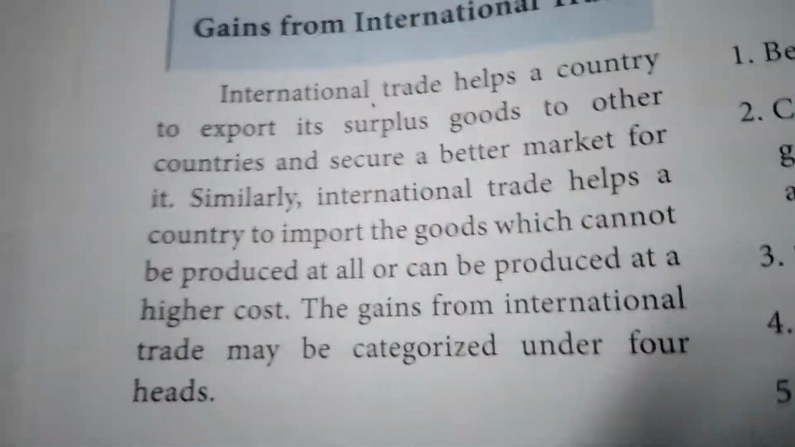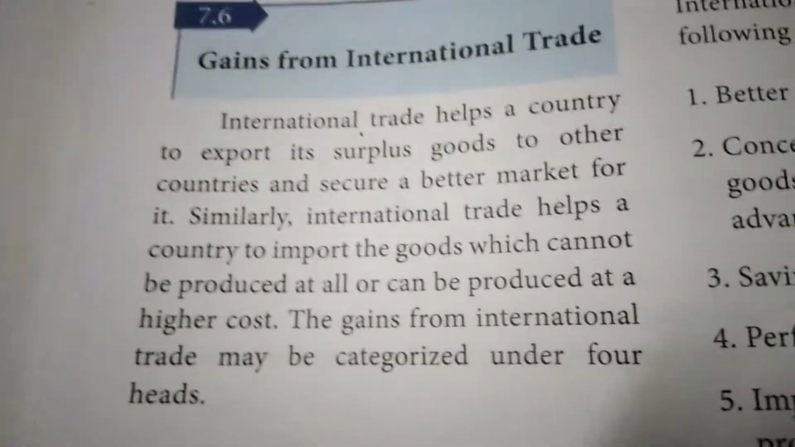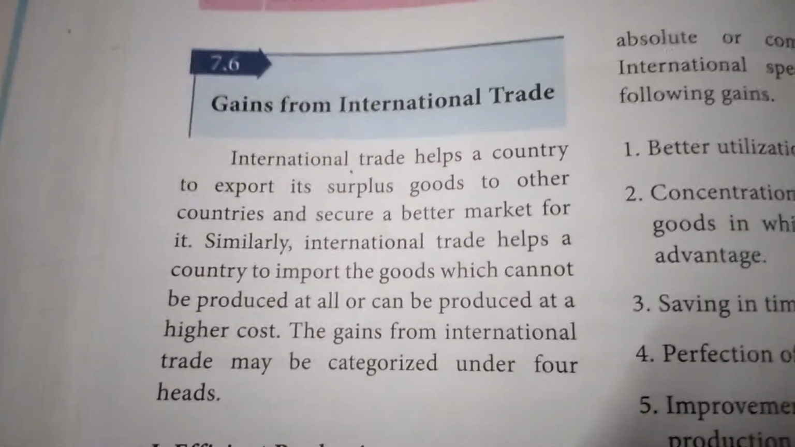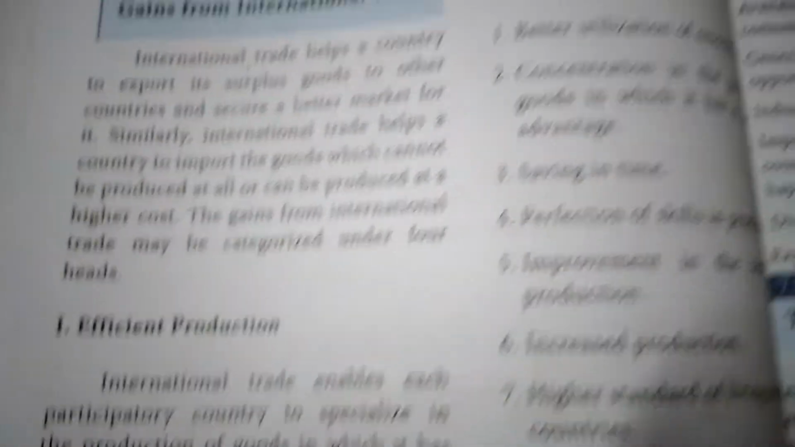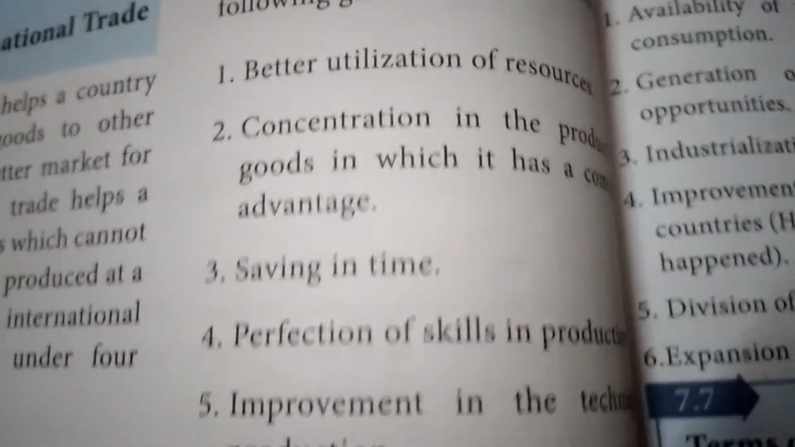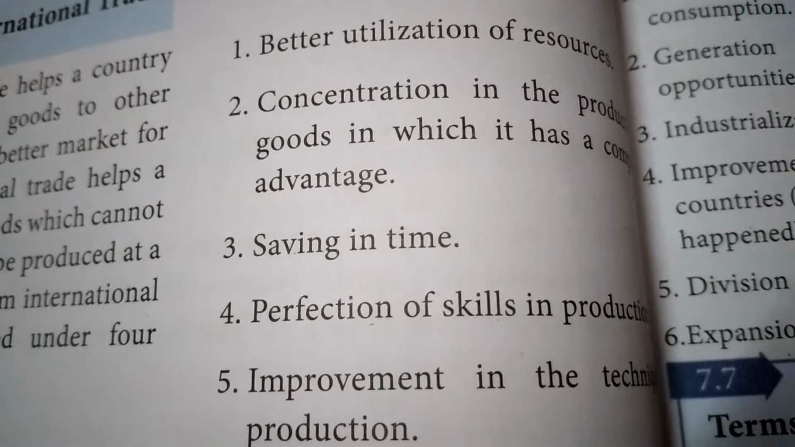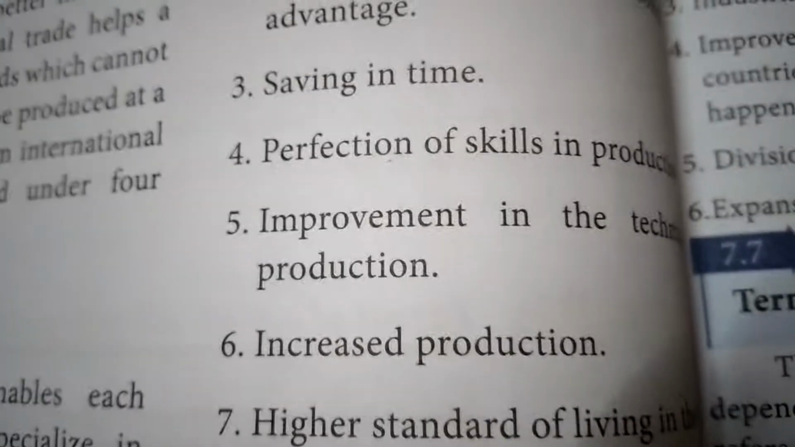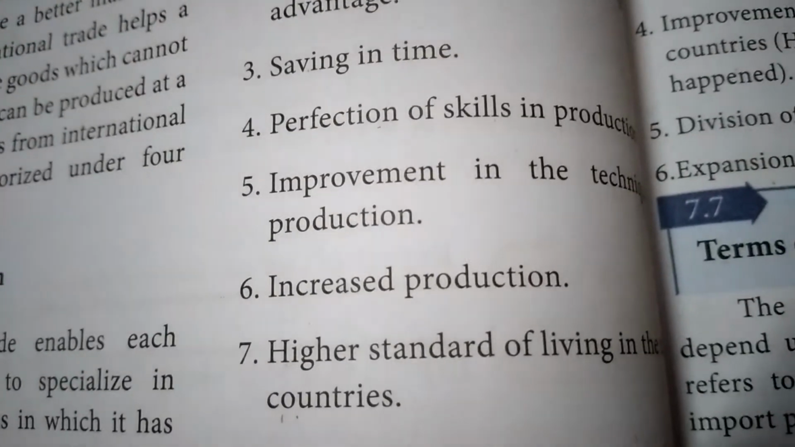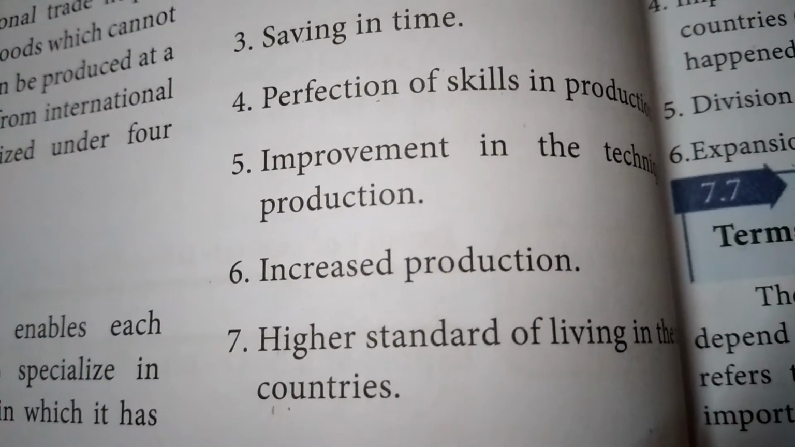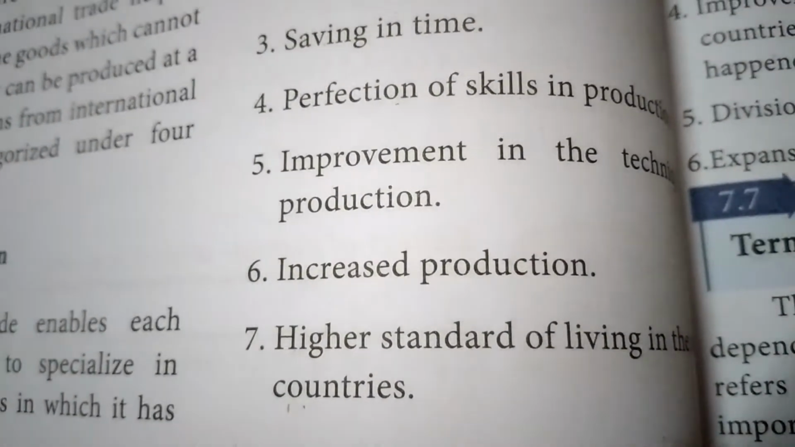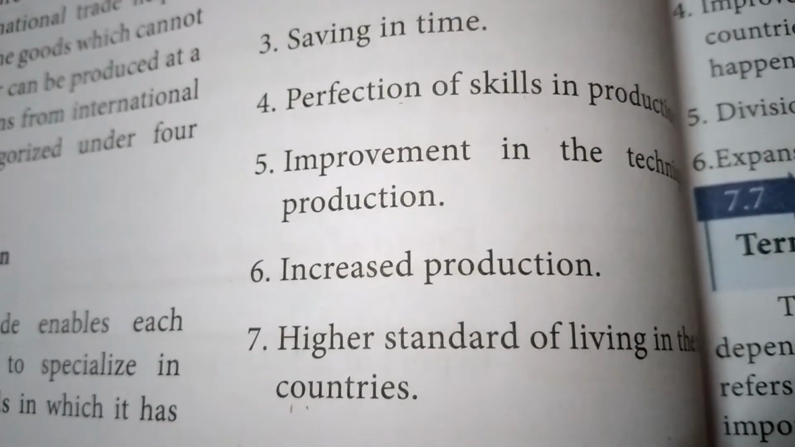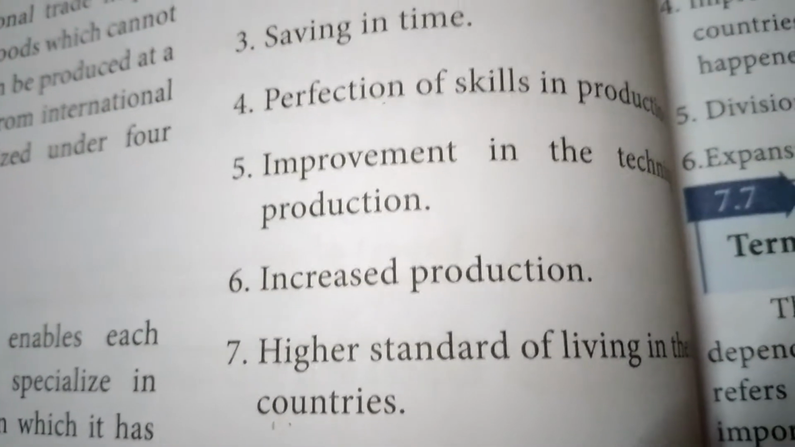International trade enables the participating countries to specialize in the production of goods in which they have absolute or comparative advantages. In international specialization, the first one is better utilization of resources. The resources can be utilized better, with concentration on production of goods in which the country has comparative advantage. Then saving in time, perfecting the skill in production, improvement in the techniques of production, increase in production, and a higher standard of living in the industrial countries. These are all efficient production.